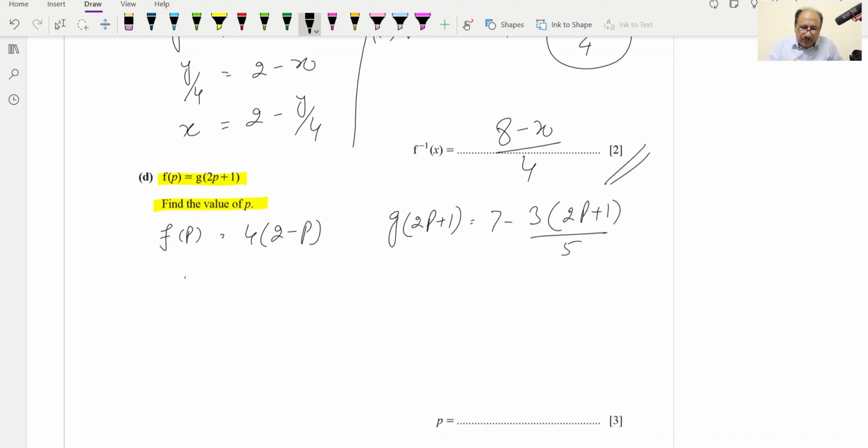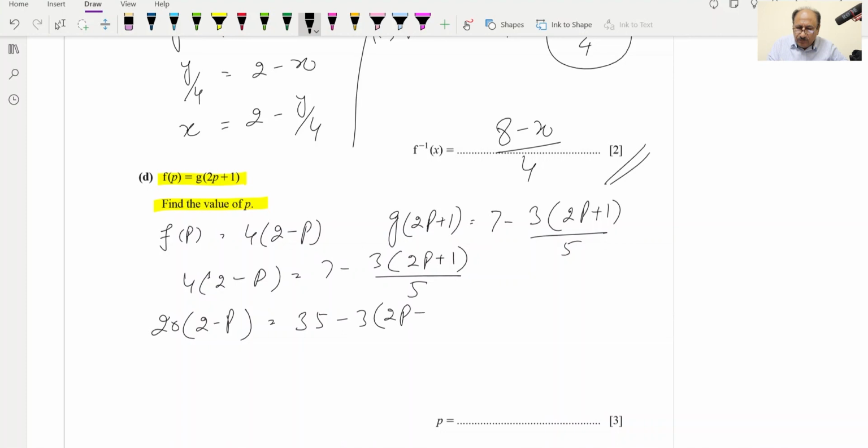Now we can write 4 into 2 minus p is equal to 7 minus 3 into 2p plus 1 over 5. Now we can multiply everything by 5 to get rid of this denominator. So it will be 20 into 2 minus p is equal to 35 minus 3 into 2p plus 1. We got rid of the denominator. Now we can simplify, and this will be what? 40 minus, we are opening the brackets, minus 20p is equal to 35 minus, this will be 6p minus 3.